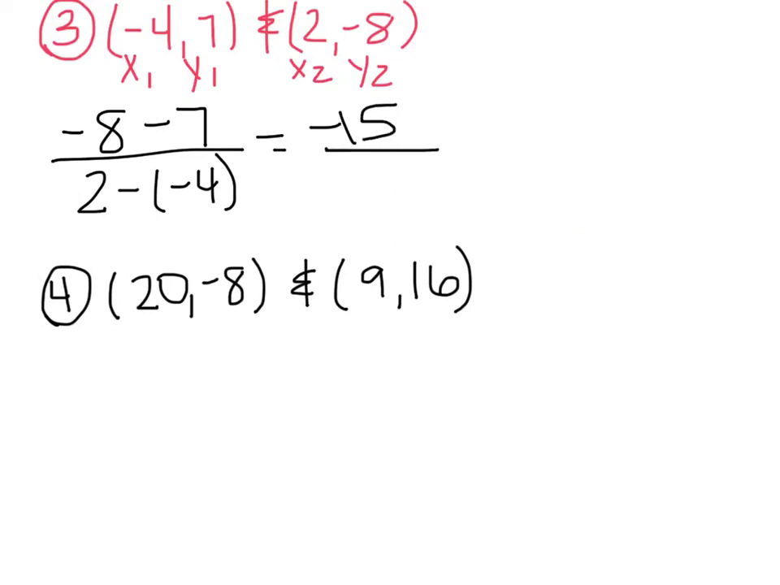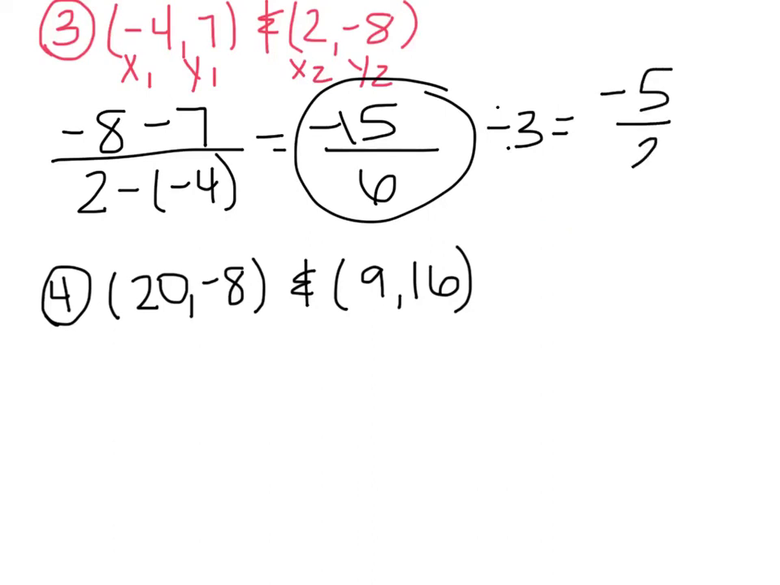And then 2 minus negative 4. Remember, that's keep the 2, change to addition, and then opposite. So it's 2 plus 4 is going to be 6. So our slope here is you're going to go up negative 15 and over negative 6. But we can reduce that by 3, which is going to be negative 5 over 2.